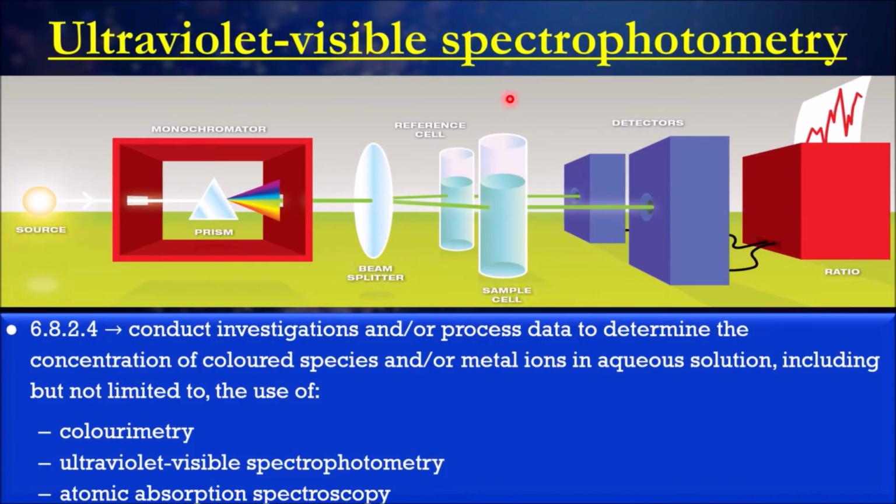Okay, the next one we're going to talk about is ultraviolet visible spectrophotometry. That's a very long word, but let's have a look. This is just the general structure of what it looks like. You can see there's a slight difference in the setup to a colorimeter, and that's more so in the first half of the setup.